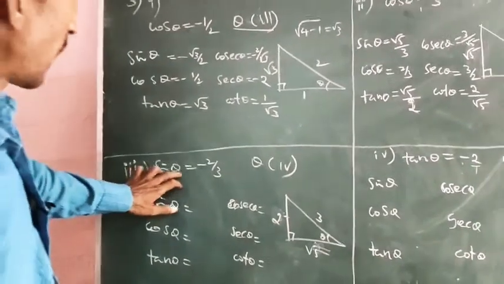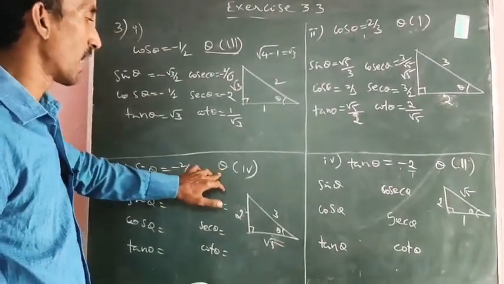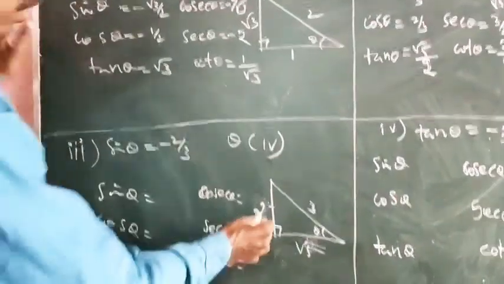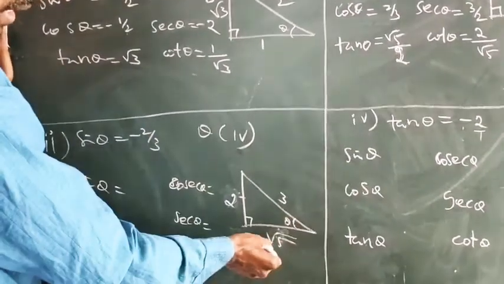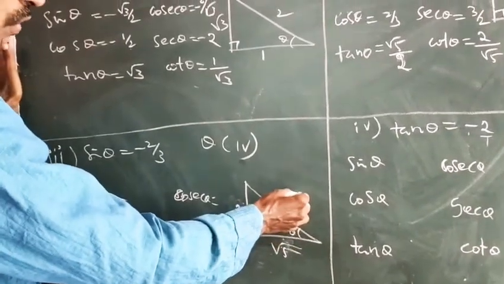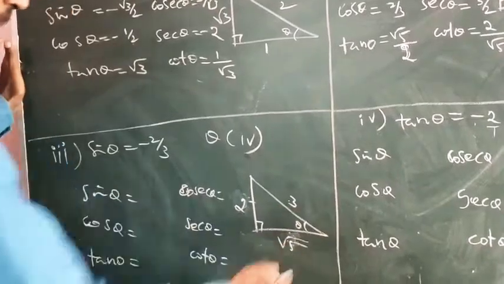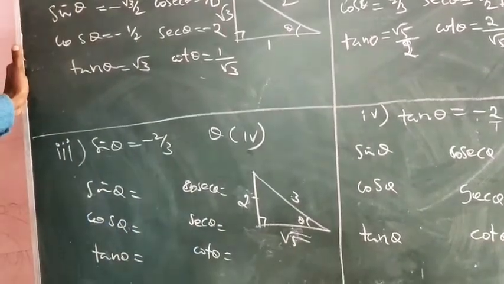Subdivision 3: sin theta equal to minus 2 by 3 and theta lies in the fourth quadrant. So forget the sign, opposite side by hypotenuse. For the remaining side, root of 3 square minus 2 square, so 9 minus 4 is root 5. So we are getting the adjacent side as root 5.